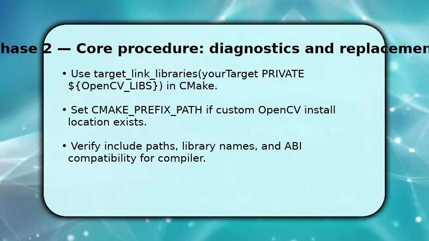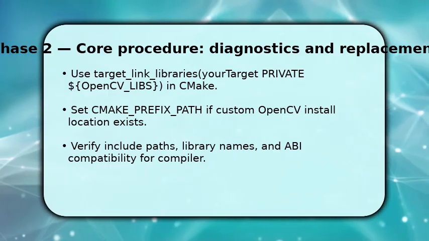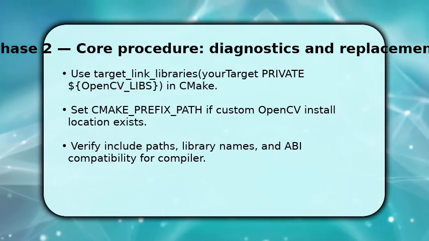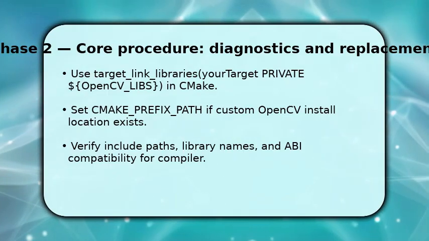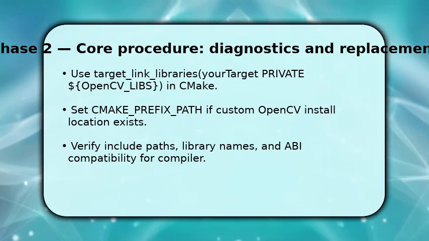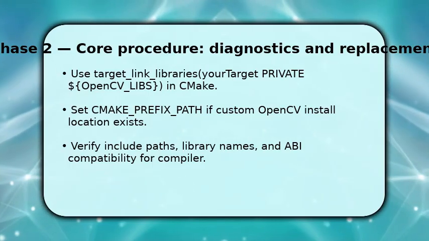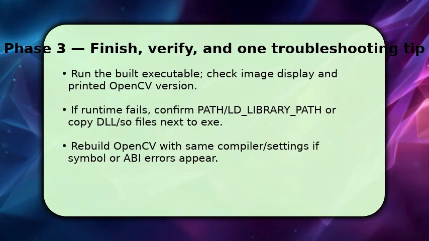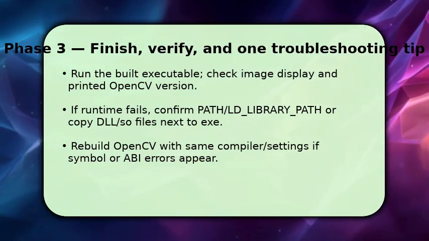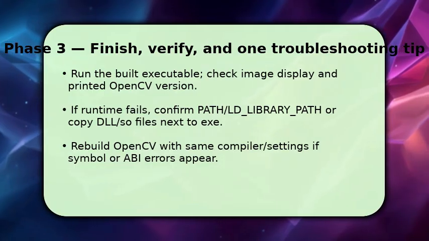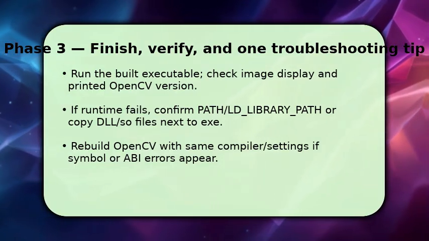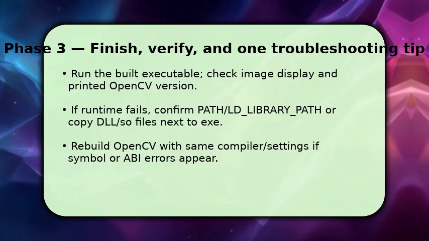Once configured, run cmake --build, or invoke make to produce the binary and watch for link errors. Finally, run your program and verify it opens images or camera streams. Print CV_VERSION, the version string, to confirm the linked OpenCV version. If the executable fails to start, make sure runtime linker paths include OpenCV libraries.